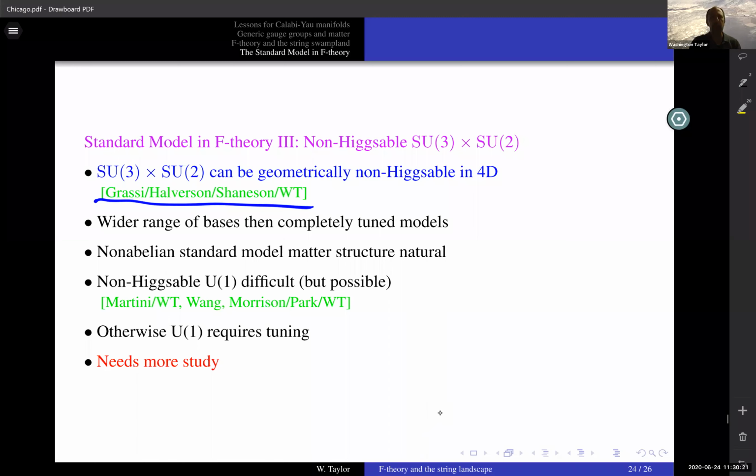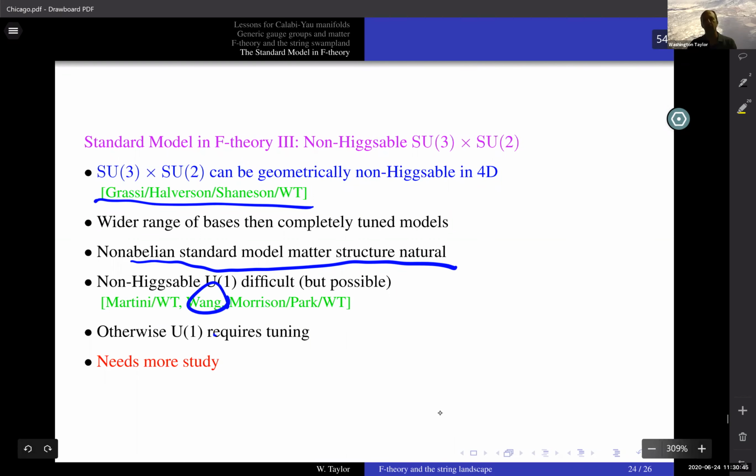The non-abelian structure of the standard model matter is very natural in this framework, but getting the U1 is tricky. I think, Clay, you were asking about this earlier, and now I'll come back to your question. There are 2 ways to do it. You can get it in a non-Higgsable fashion, which is difficult but possible. We've identified some cases where you get non-Higgsable U1 factors. Yinan Wang wrote a nice paper where he did a fairly general analysis of those. They're very rare, and you have to really tune the base to get them. Otherwise, you have to tune the U1 by hand, and then there are some subtleties as to how it plays with the SU3 cross SU2. I think these are interesting questions and they need more study, but that's about all I have to say about that.